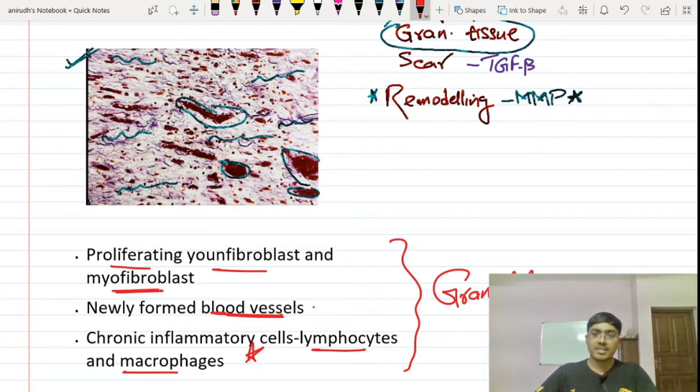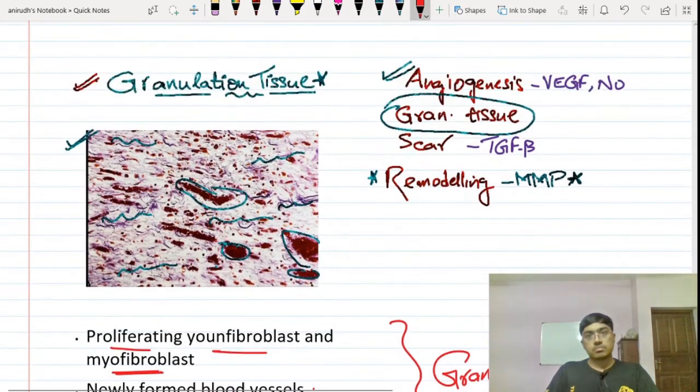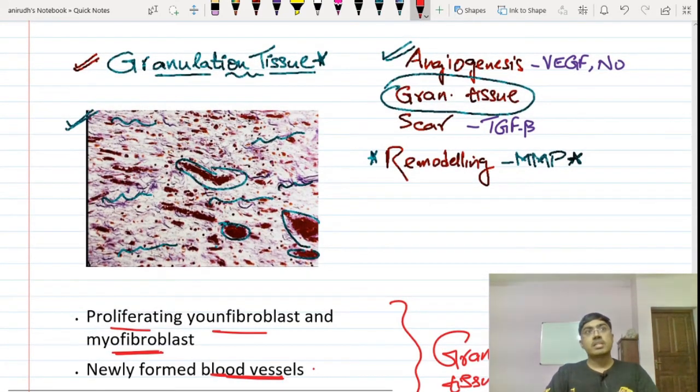I hope this is visible. I don't know if this is visible or not. I'm just writing the name here, right? So this is the basic idea of granulation tissue. Now let's just talk about certain factors that influence healing in an individual. Let's go for that now.